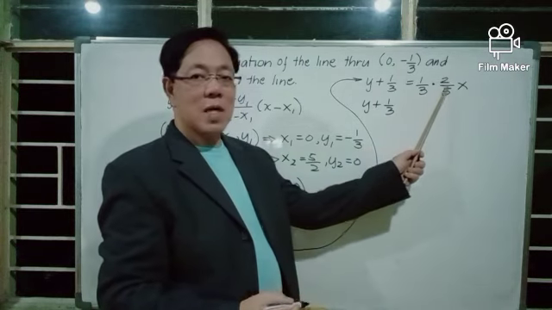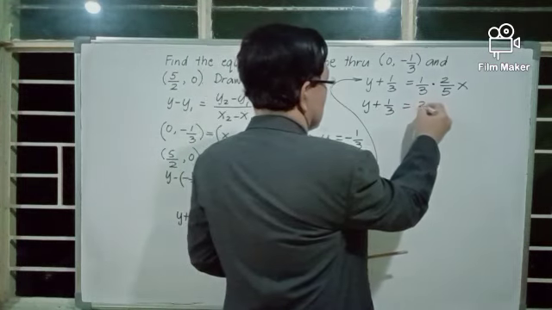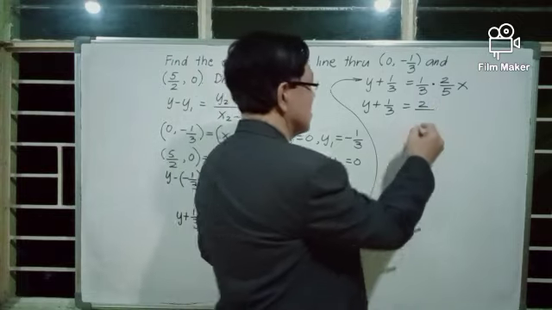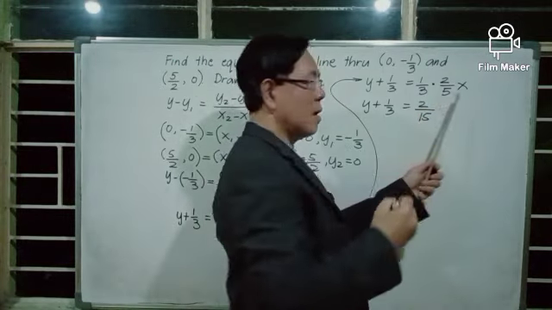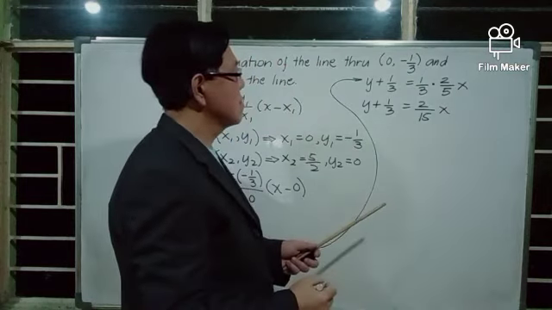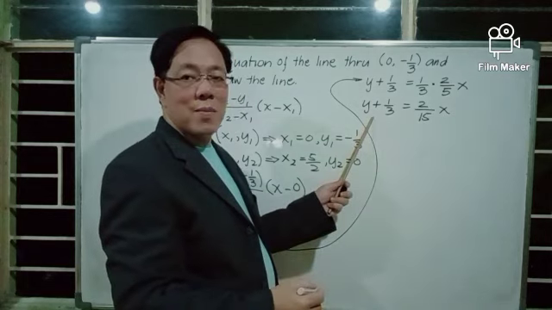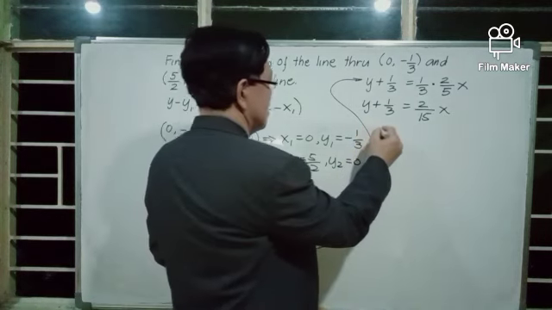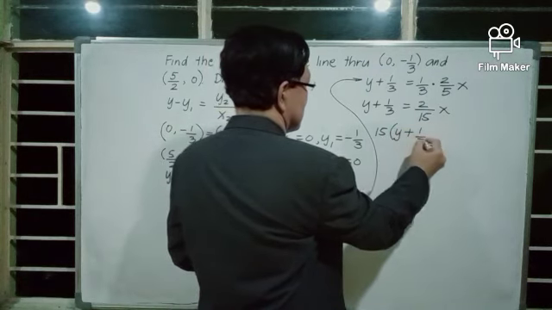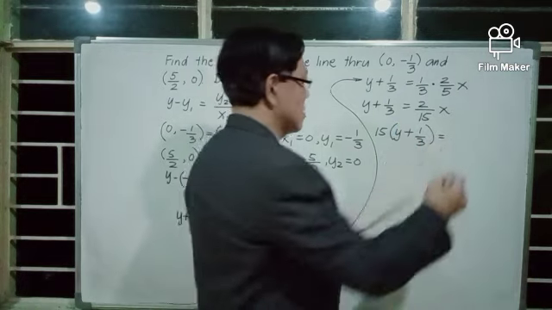We multiply the numerators. 1 multiplied by 2 is 2. Over 3 multiplied by 5 is 15. And multiplied by x. Now we multiply 15 by y plus 1/3. 15 multiplied by y plus 1/3 equals 2x.